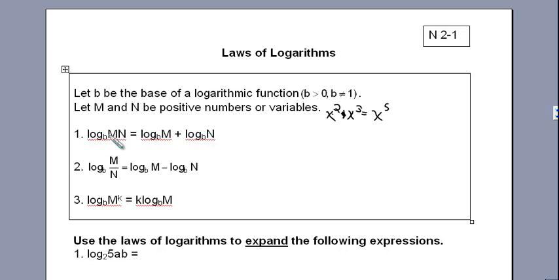When you have log base b of a product m times n, that's the same as log base b of m plus log base b of n. Let me just write an example. If you have log base b of 3x, you could expand that to be the same as log base b of 3 plus log base b of x. Okay?